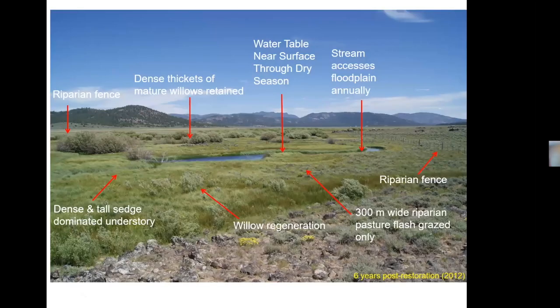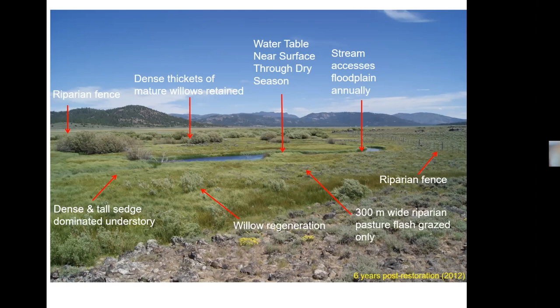So here, this is downstream on the same meadow I was just showing you where we've done restoration. We fenced the riparian area, so the cows only have access when we want them to have access. We are now growing a dense and tall sedge understory. You can see in the foreground all that lush vegetation. We're getting a lot of willow regeneration. We have some mature willows in the background that are in pretty dense thickets. Our water table is near the surface and stays there through the summer. And the stream channel is much, much smaller.